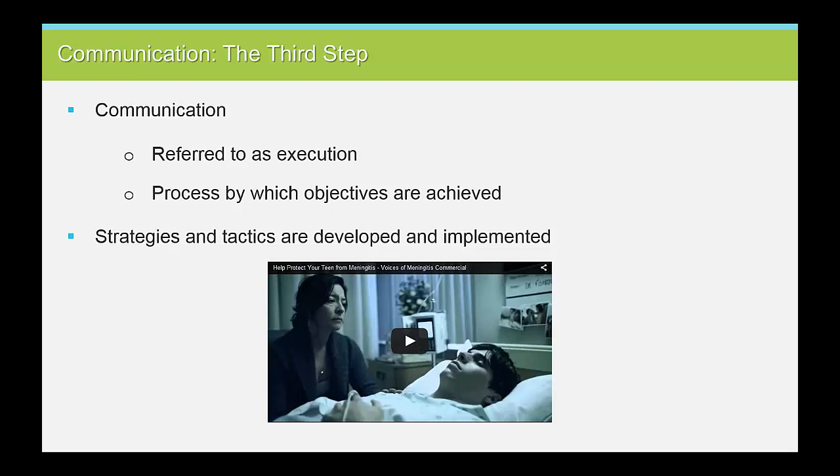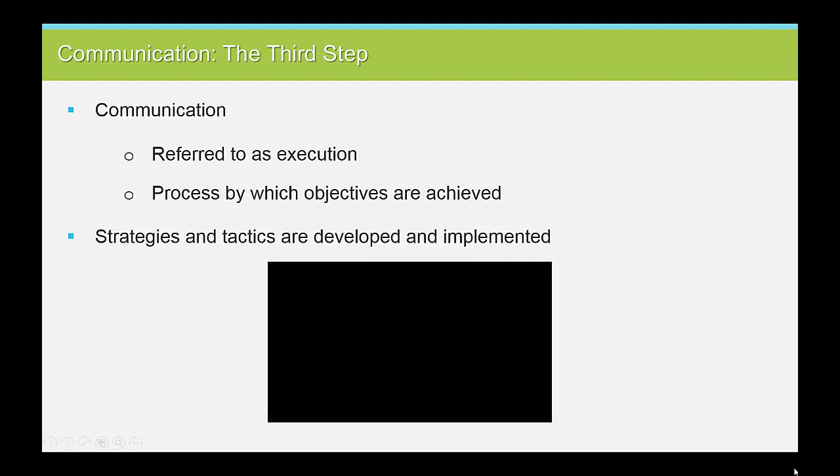The traditional means of achieving publicity and communicating with the public is limited, but technology has enhanced the ability of PR professionals to communicate with their target audience. As I talk about communication in this presentation, I will reference this campaign for meningitis prevention called Voices of Meningitis. Let's take a look at a public service announcement from the campaign.